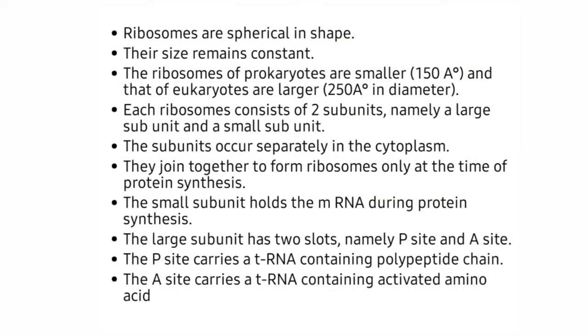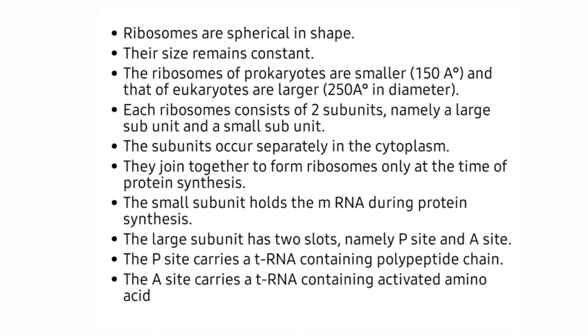Some of the characteristic features of ribosomes are that they are spherical in shape. Their size remains constant. The ribosomes of prokaryotes are smaller, that is 150 angstrom, and those of eukaryotes are larger, which is 250 angstrom in diameter.